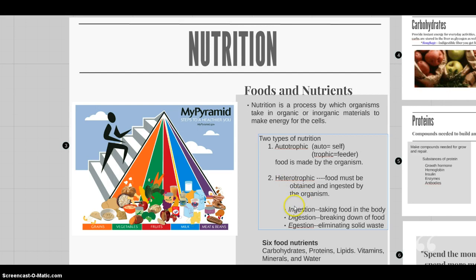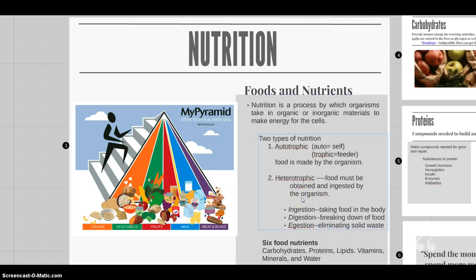There are 3 parts to heterotrophic nutrition. It's ingestion, digestion, and egestion. Ingestion, you take in food from the environment into the body. Digestion, you're breaking down the food into smaller pieces. Egestion, you're eliminating the solid waste.